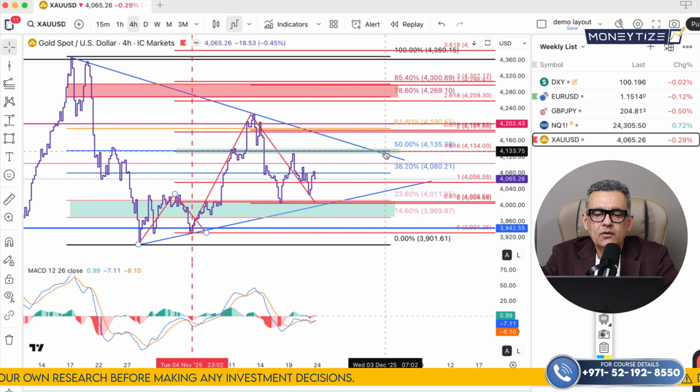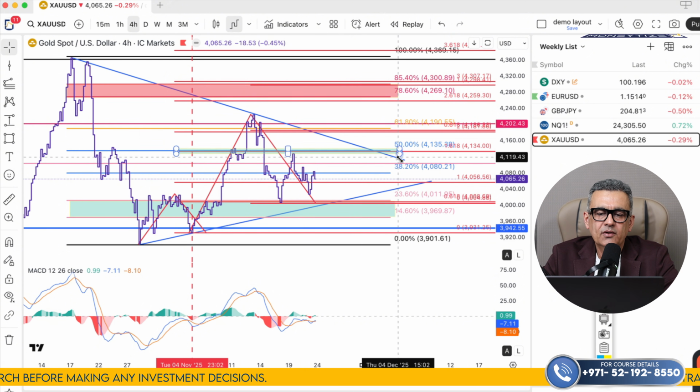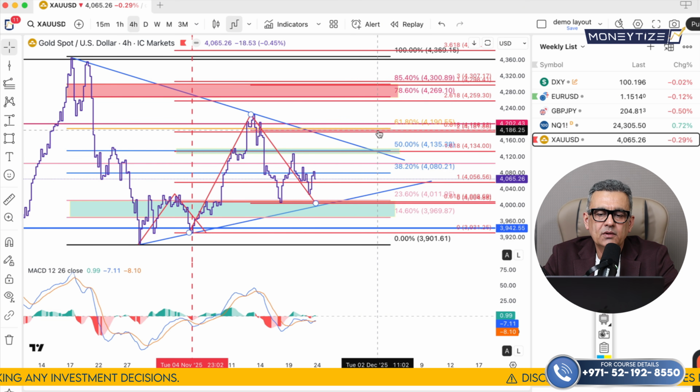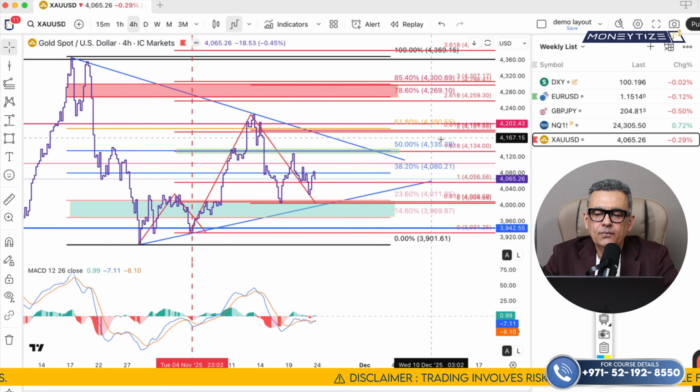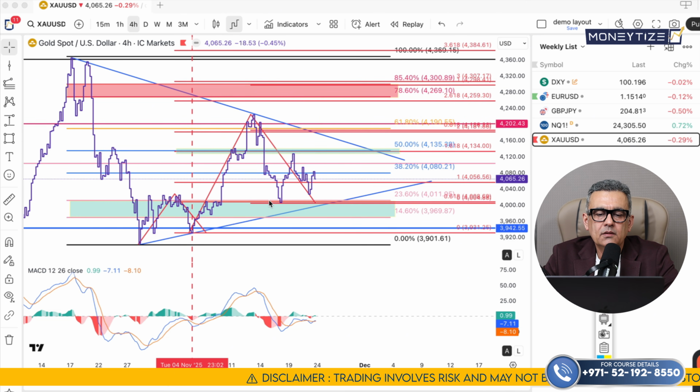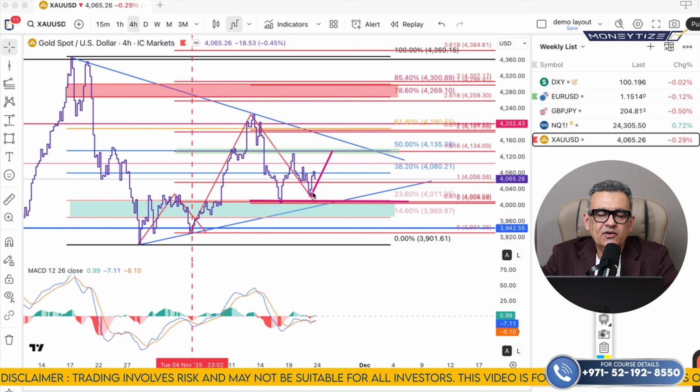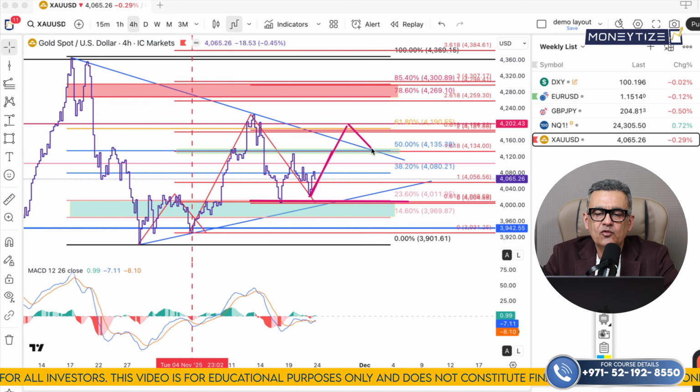So the nearest resistance falls at 4135. Once we see a break above 4135, the next target would be 4187 to 4190. So I'm expecting this area to provide support, and the first target would be 4135. If we see a break higher and a break above the triangular pattern here, the next target would be 4190 or 4180. A successful retest of 4135 will push it further to 4270.